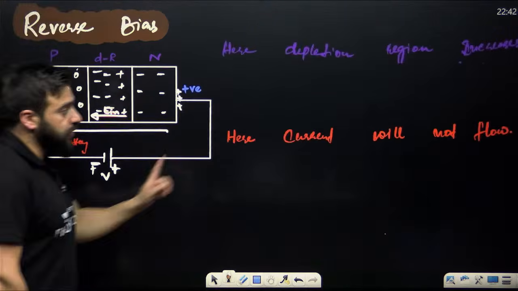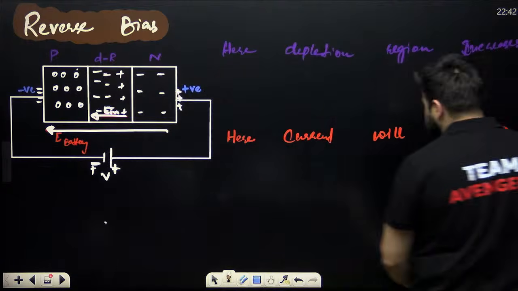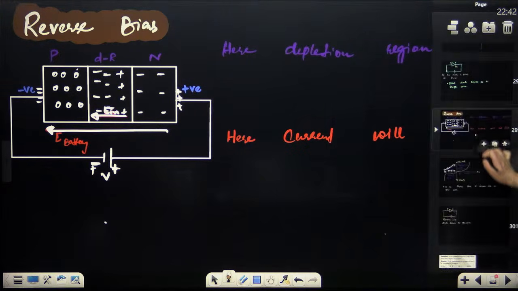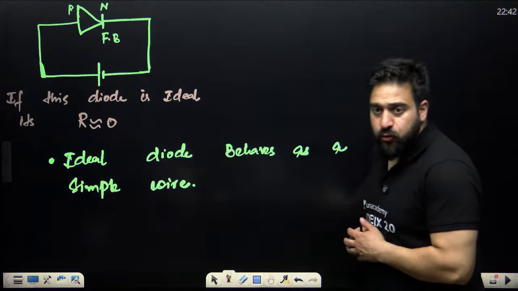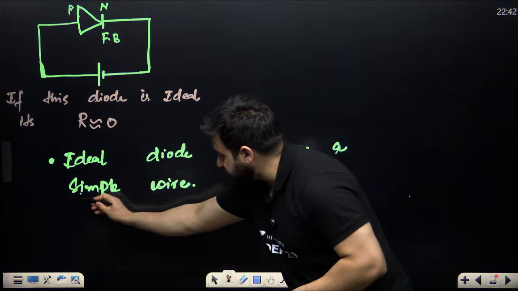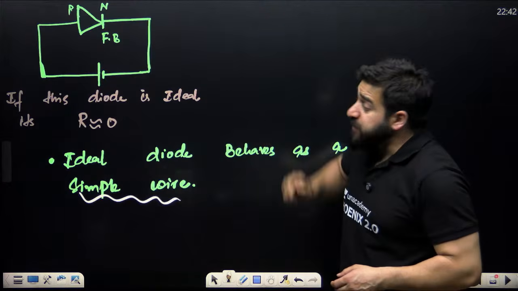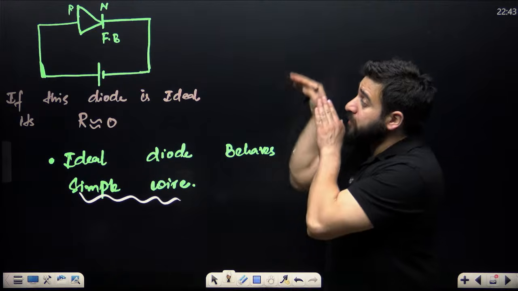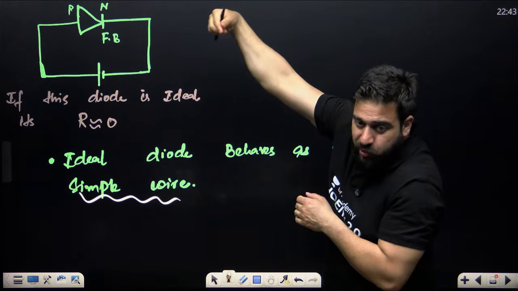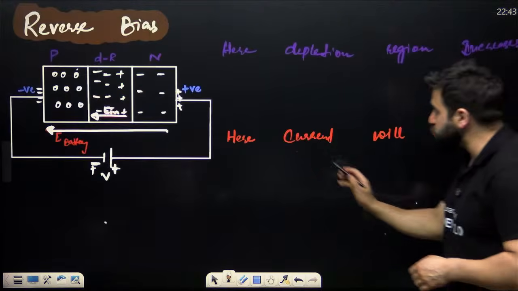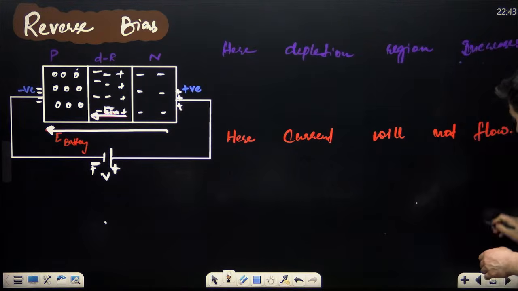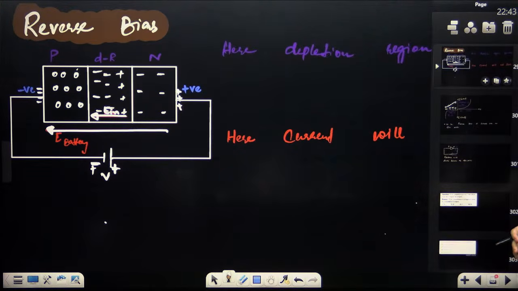So we say here current will not flow. In case of forward bias, for an ideal diode, the diode behaves like a simple wire because current flows easily from N to P, then it moves those electrons back to N. And in case of reverse bias, current will not flow.